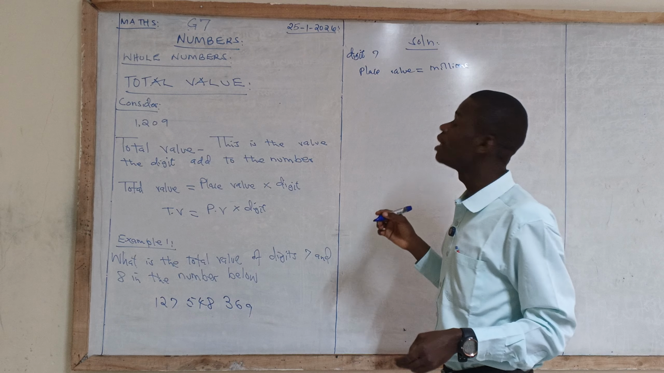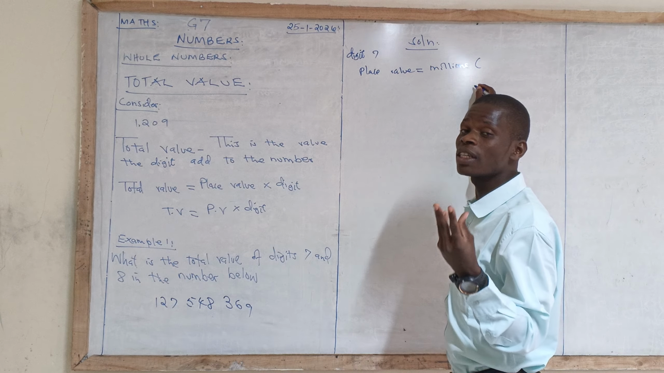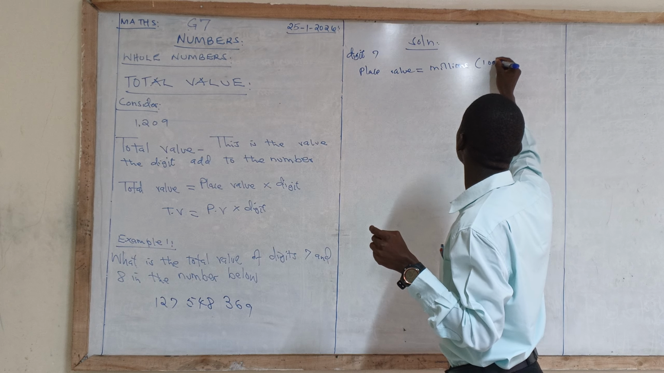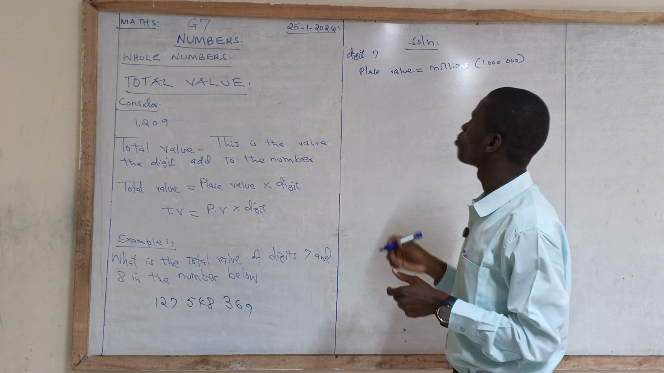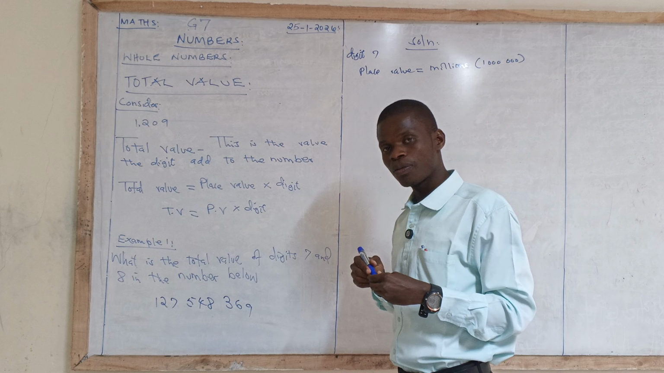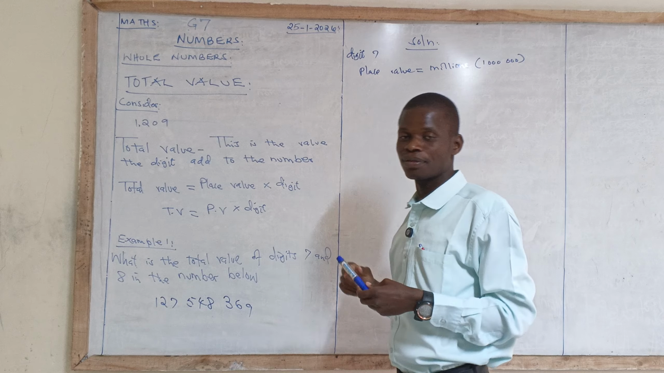Write millions in figures. A million has how many digits? 7 digits, 6 zeros, 1. So 1, 2, 3, 4, 5, 6. That's now a million, place value. So I already know the place value, and now I'm talking of digit 7.